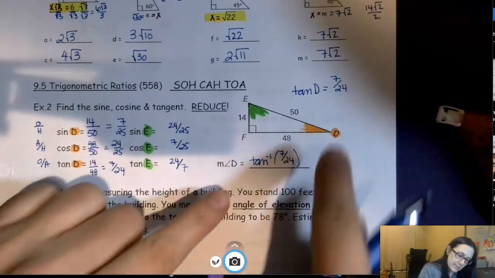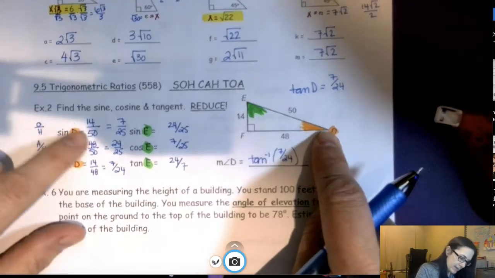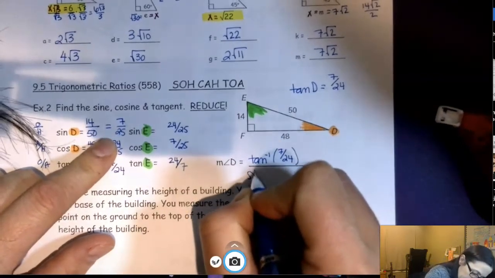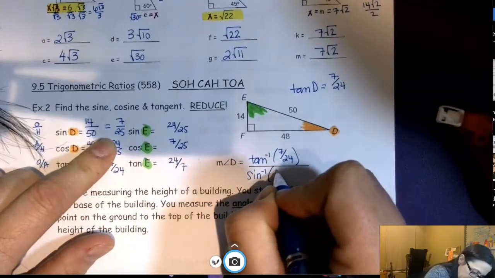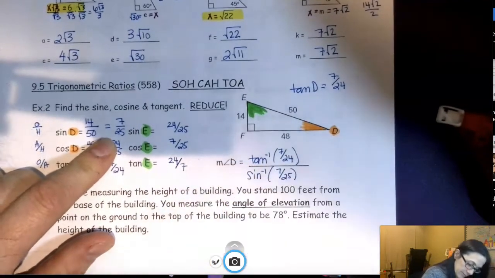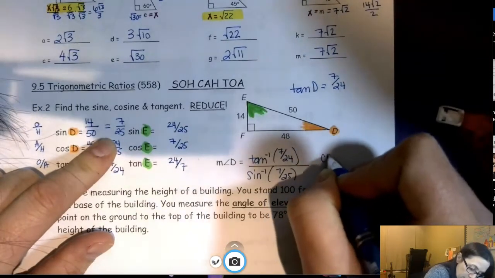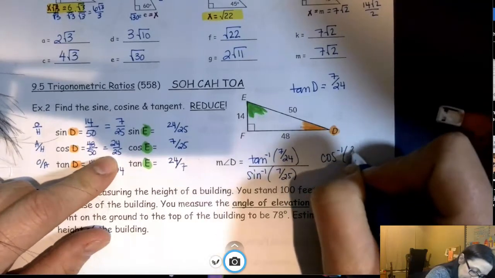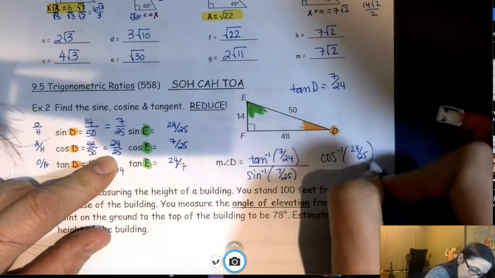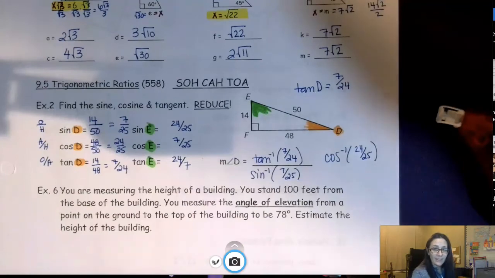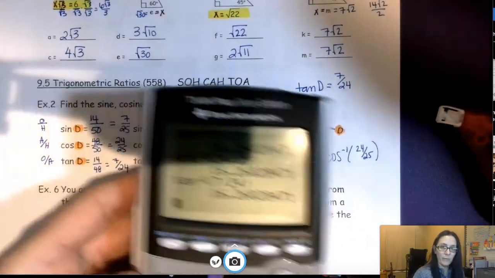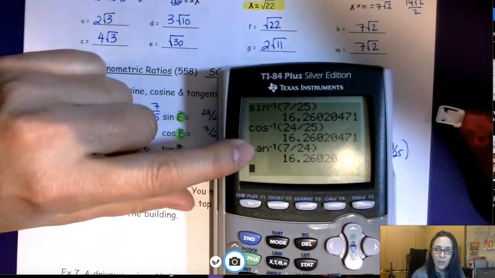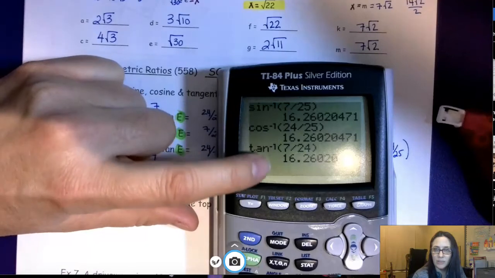What I think is really interesting is that you would get the same one with any one you pick. Let's say we did sine, and sine of D is 7 over 25. So you would do inverse sine of 7 over 25. Or you could do inverse cosine of 24 over 25. All three of those are going to give you the exact same answer. And I plugged it in right before we started our notes, and every single one gave me 16.26.